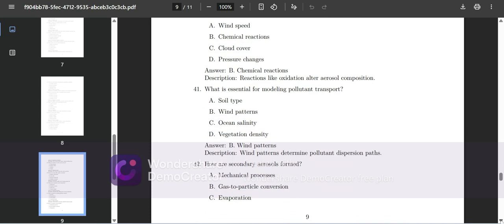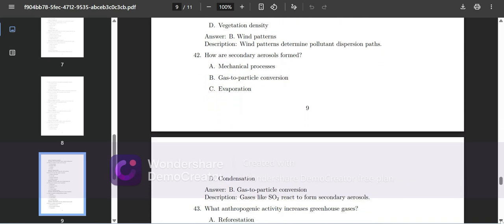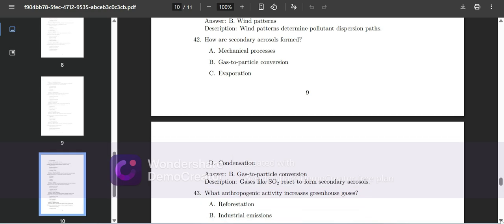What is essential for modeling pollutant transport? Wind patterns. Wind patterns determine pollutant dispersion paths. How are secondary aerosols formed? Gas-to-particle conversion. Gases like sulfur dioxide react to form secondary aerosols.